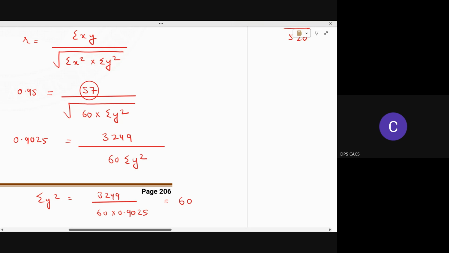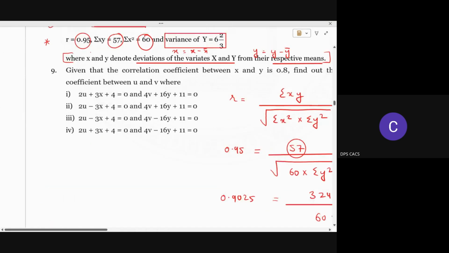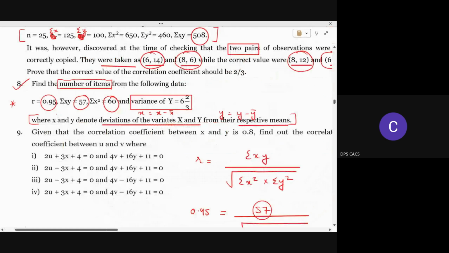Any problem with this? But sir, why do I need this? Till now I am looking for n, number of items. But summation y square is not my answer, right? But they have given me additional information, which is variance of y. So read the question and tell me what they have given me as variance. Coming back to question. See on the screen, 6 2 by 3 is my variance of which variable? Y variable. 6 2 by 3 is 20 by 3. 20 by 3 is variance of y.